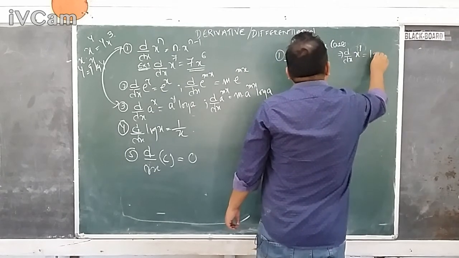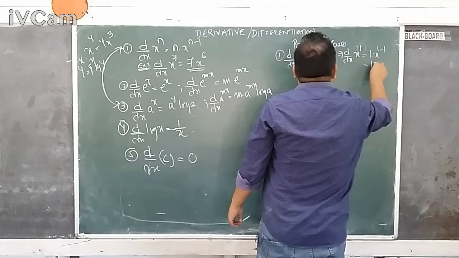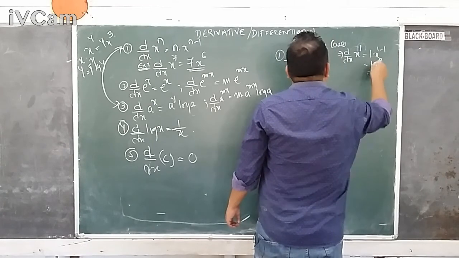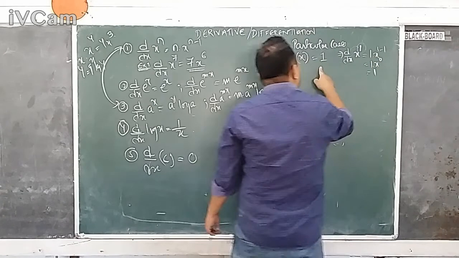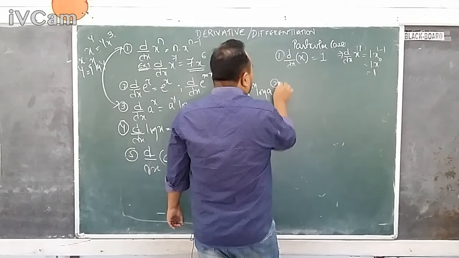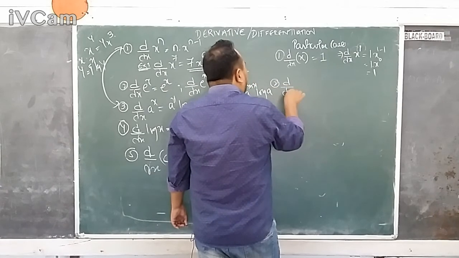1 comes in front, x to the power 1 minus 1. So 1 times x to the power 0. x to the power 0 is 1. So differentiation of x is 1. Similarly, d by dx of 1 by x.